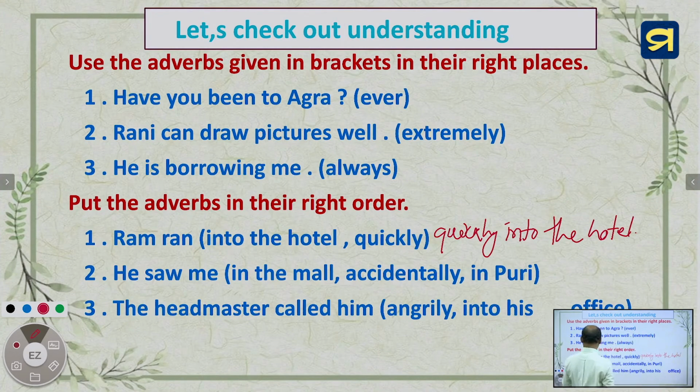Okay. He saw me. And what are given here? In the mall, accidentally, in Puri. We should put it in their right order. So, he saw me accidentally in the mall in Puri.